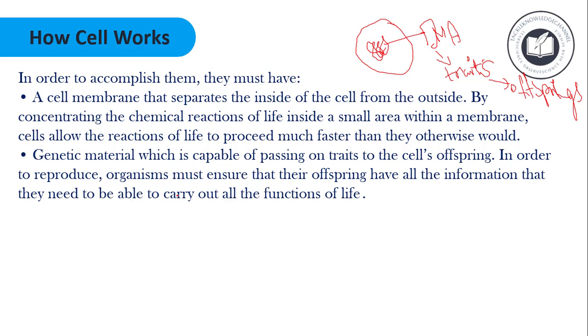In order to reproduce, organisms must ensure that their offspring have all the information that they need to be able to carry out all the functions of life. So to reproduce, the organism should produce the offspring. It is passing the information to the offspring which they need to carry out throughout their life.